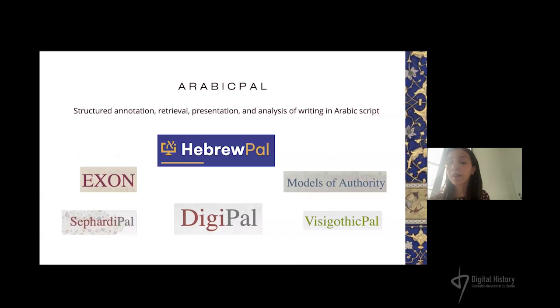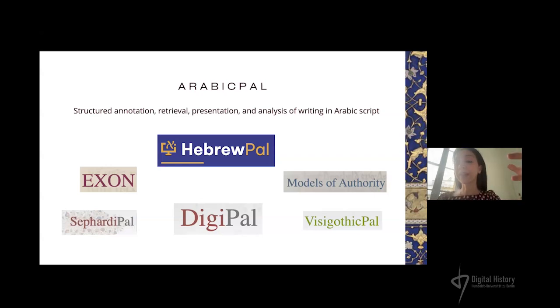In this continuity, my PhD and the project I belong to continue within this empirical way of describing the script, and we focus on the elaboration of tools and methods for the structured annotation of Arabic script. So the identification and retrieval of the features and the analysis of the script within a definite framework. So I work within the Arabic team for a project of a digital paleography album.